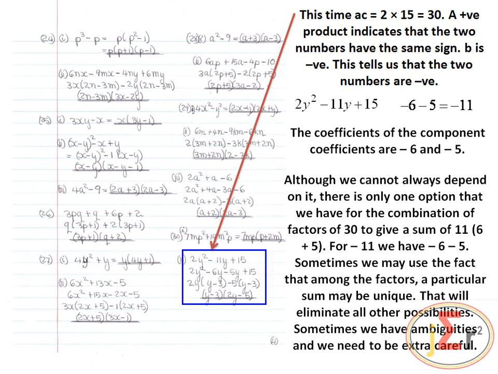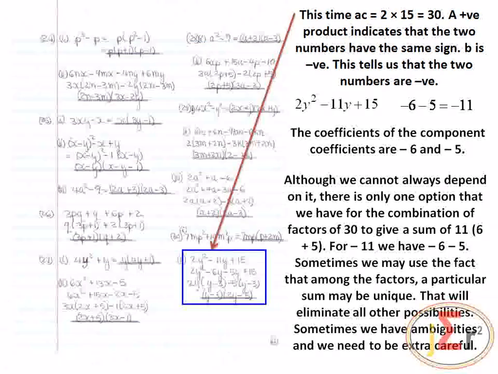But in this particular case we are safe, because only a sum of 6 and 5 among all of the factors of 30 taken two at a time will be able to give us a sum of 11. So we can just zero in on that particular pair, because we are sure that there is no other.